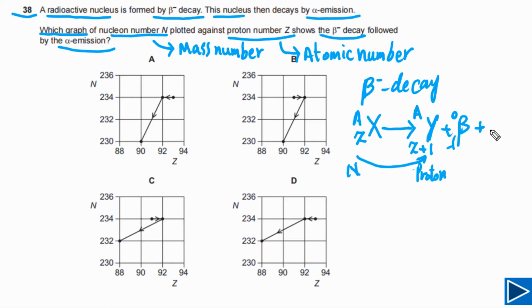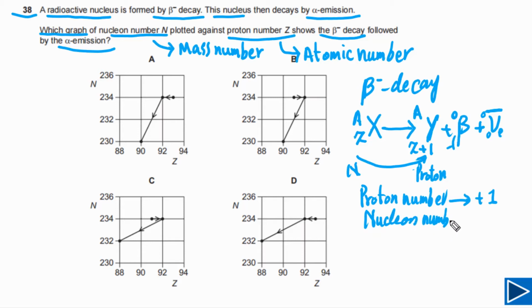In beta minus decay, an electron anti-neutrino is also emitted, and the beta minus particle is a fast moving electron. So we have seen that in this case, proton number increases by 1, but nucleon number does not change. Nucleon number remains the same.